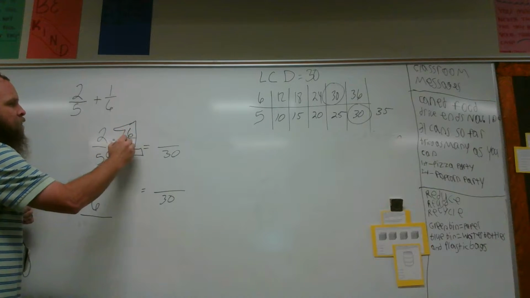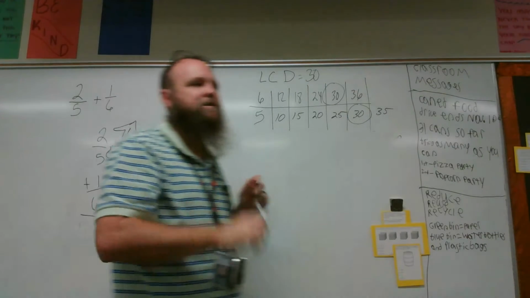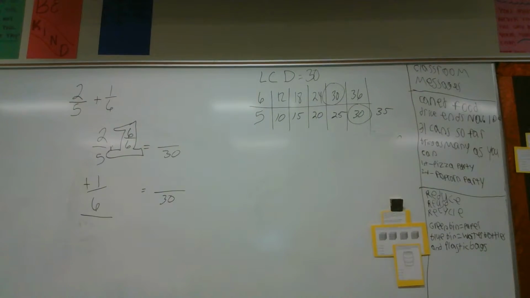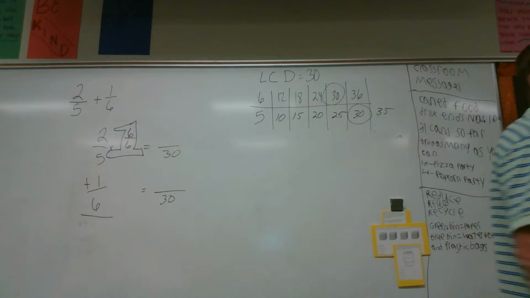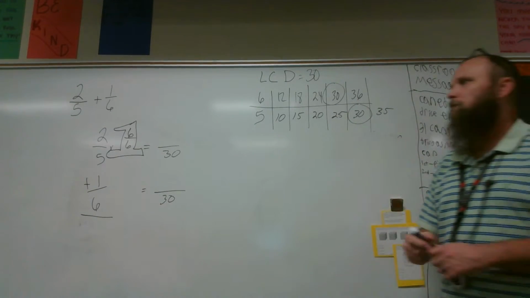So I'm going to use the fraction 6/6. That gives me a denominator of 30. Then I just multiply my numerator straight across. 2 times 6 is what, Gunner? 12. Awesome.